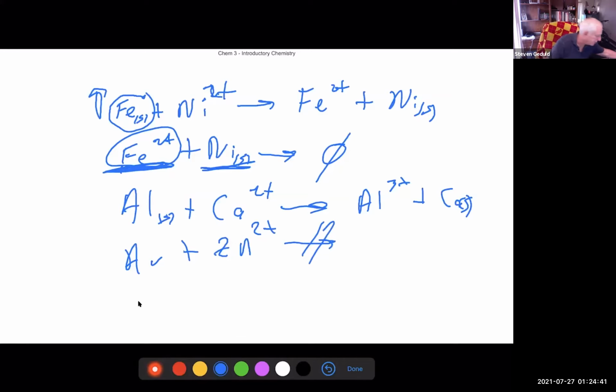And like I said, you'll get that for the test. Just remember where that is so you can look it up. I don't want you to memorize all that, just look it up. If the solid is below the ion, there's no reaction. If the solid metal is above the ion, it's more reactive, and you're going to get a reaction. That's an activity series, and you can predict what's going to react with what.